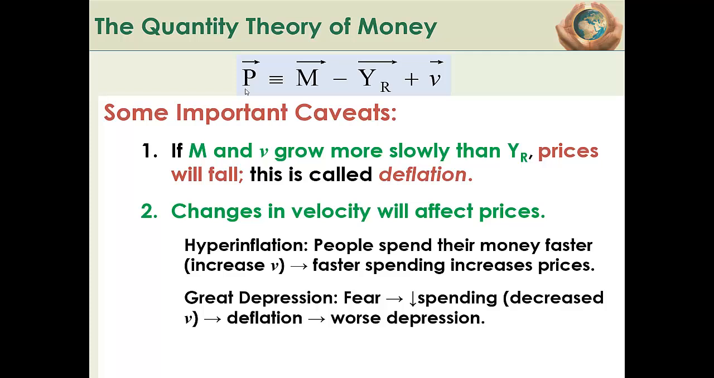And then consider the case of the Great Depression. During the Depression, people are fearful, and what we had here were people decreasing their spending. So there was a decrease in velocity. The growth rate of velocity was negative. This would lead to deflation.